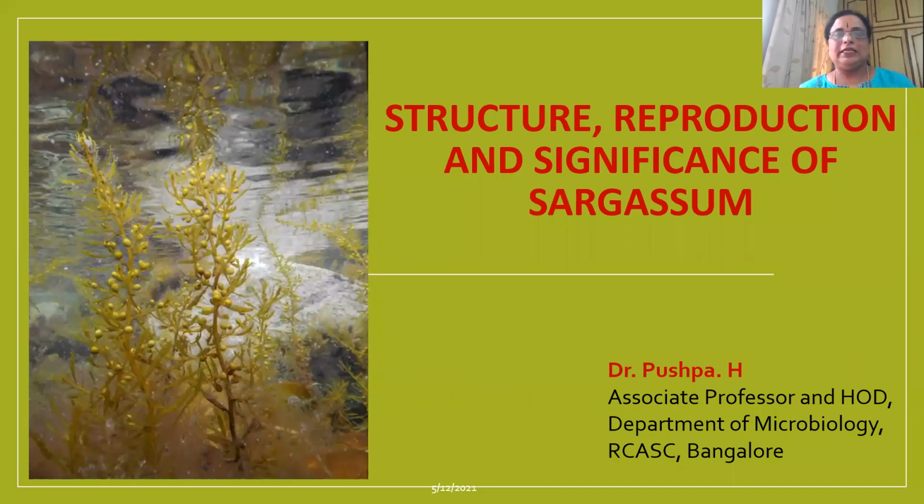So in my last class, we were studying the structure, reproduction, and significance of Spirogyra. And we also studied the symbiotic algae, that is, we studied lichens in detail. So today, let us study the structure, reproduction, and economic importance, or the significance, of Sargassum.